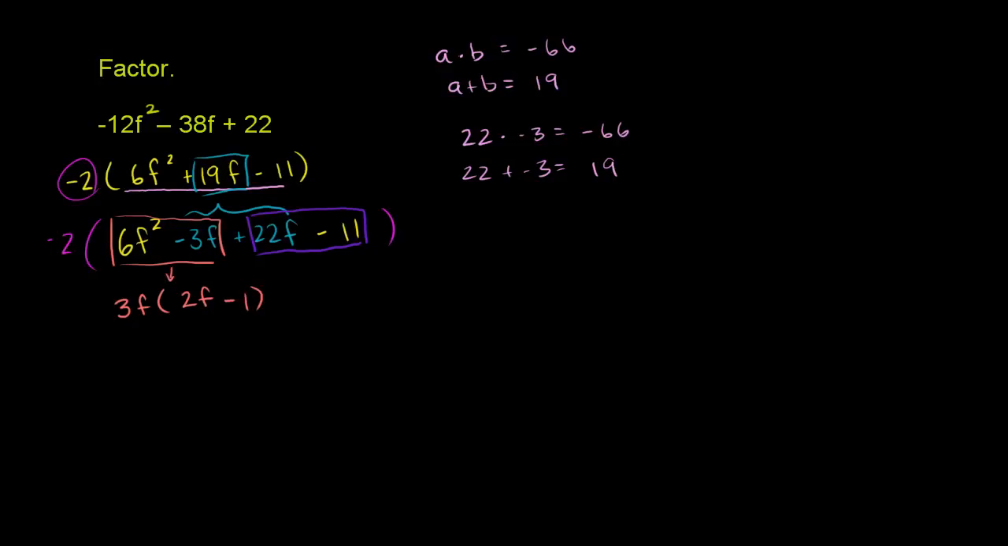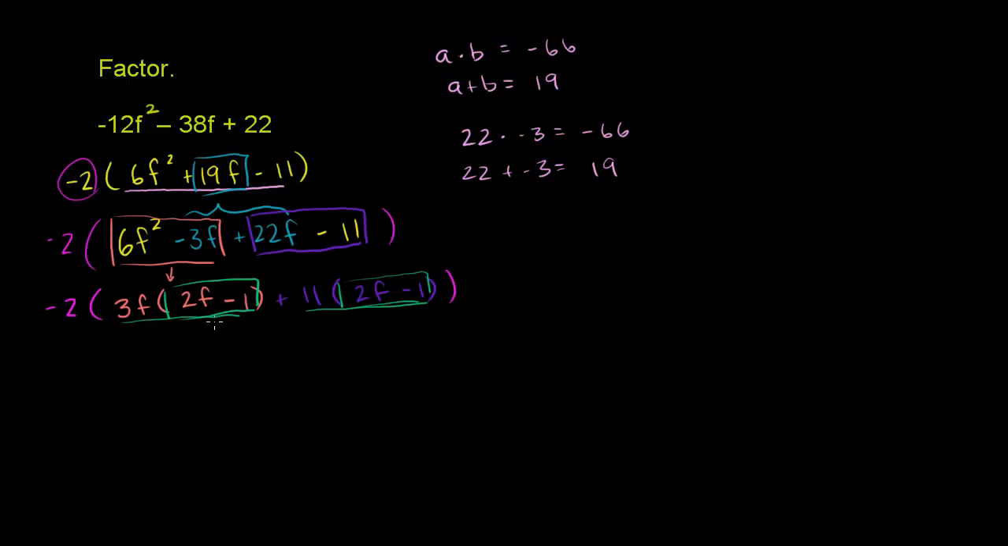And then that second part in that dark purple color, we can factor out an 11. If we factor that out, 22f divided by 11 is 2f, and negative 11 divided by 11 is negative 1. And of course, once again, you have that negative 2 hanging out there. Now, inside the parentheses, we have two terms, both of which have 2f minus 1 as a factor.